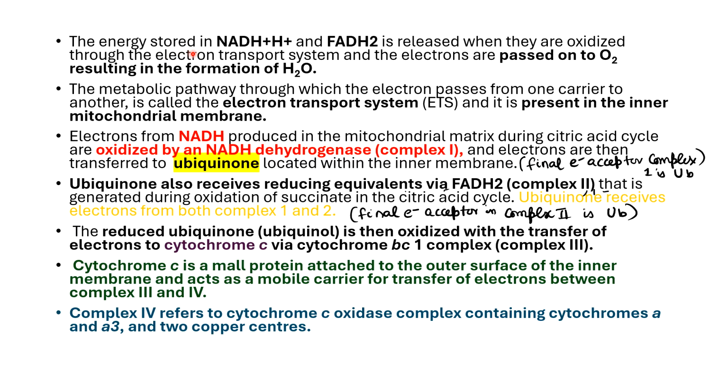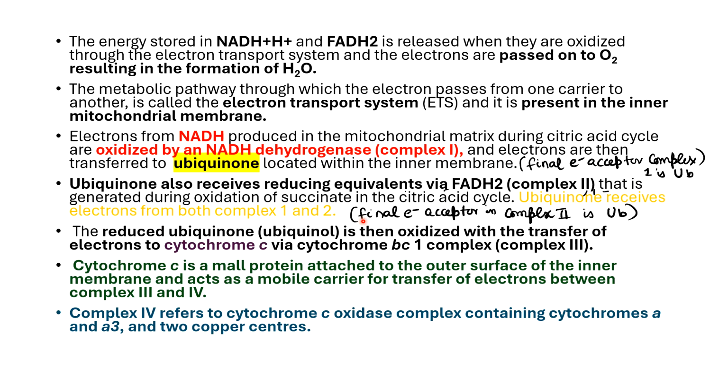These points we already covered, but let's revise. The energy stored in NADH plus H plus and FADH2 is passed on to oxygen, leading to the formation of water. And the electrons from NADH produced in the mitochondrial matrix during the citric acid cycle are oxidized by the NADH dehydrogenase complex, and the final acceptor in complex 1 is ubiquinone.